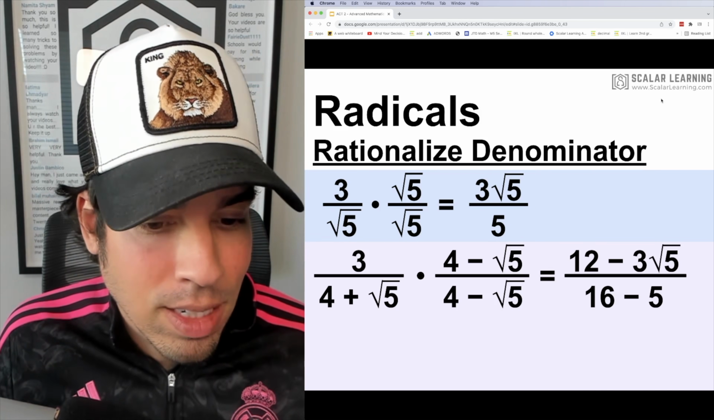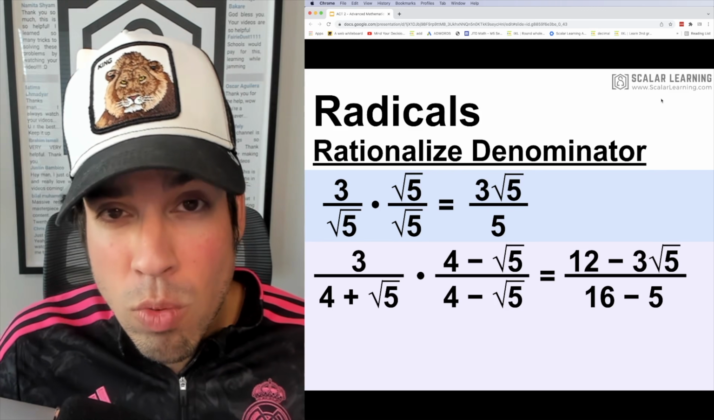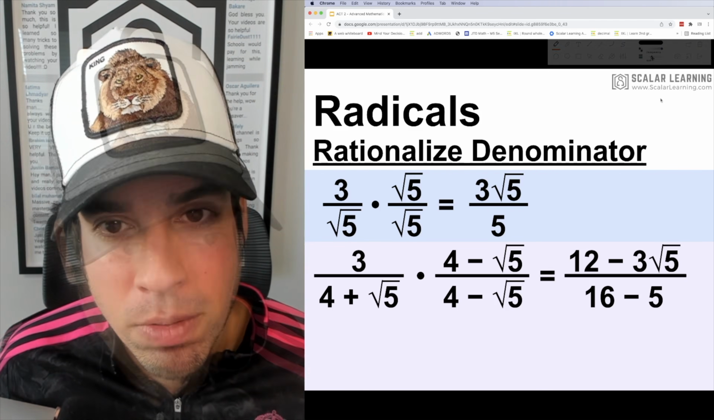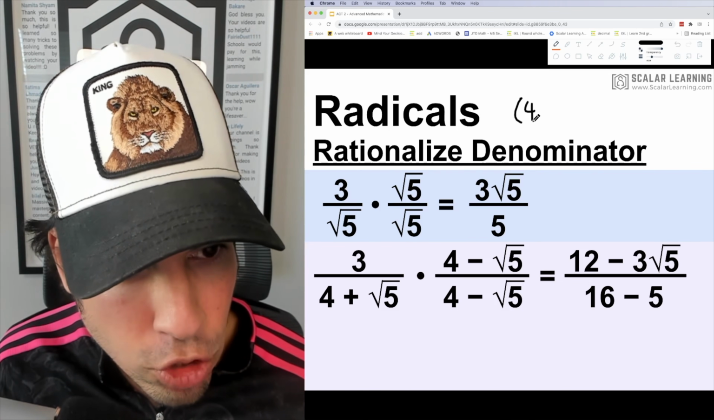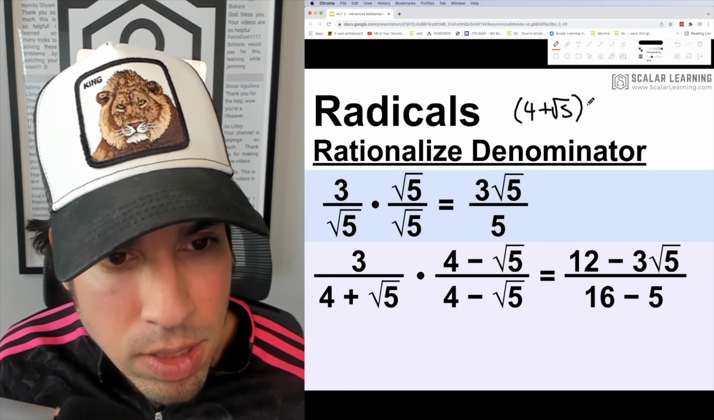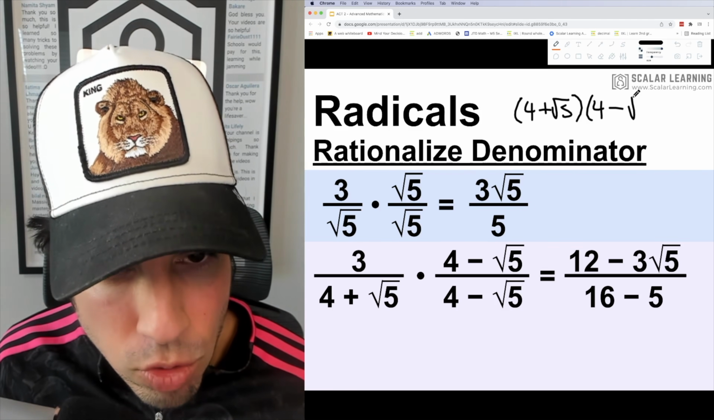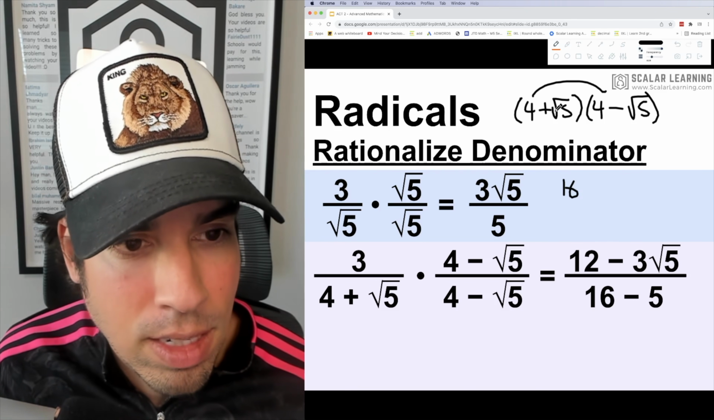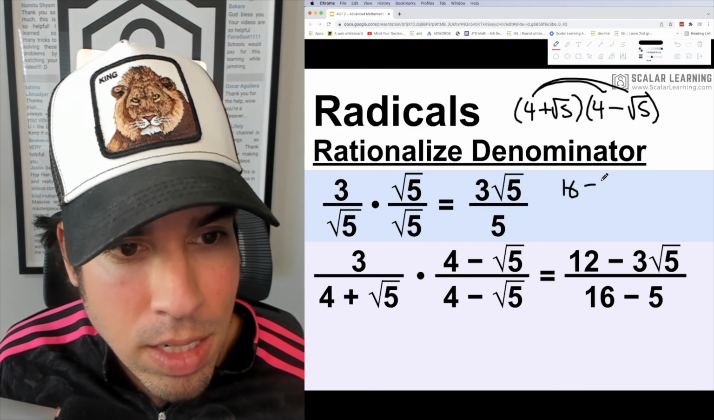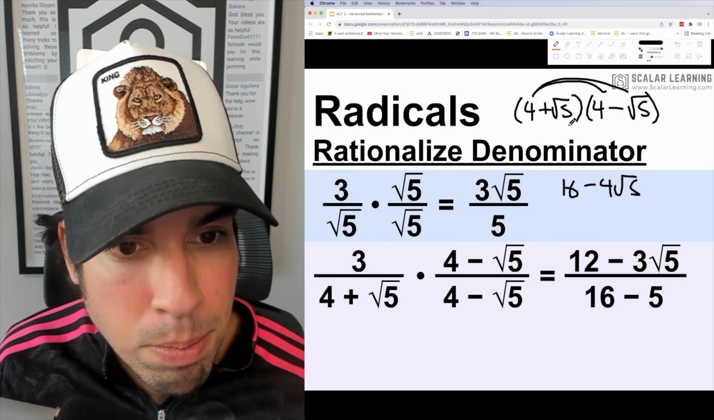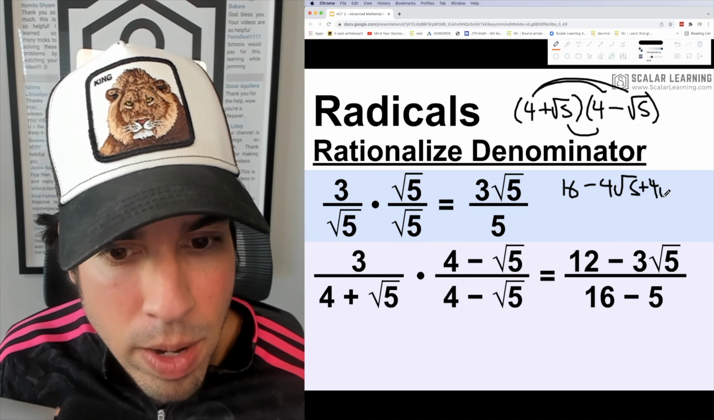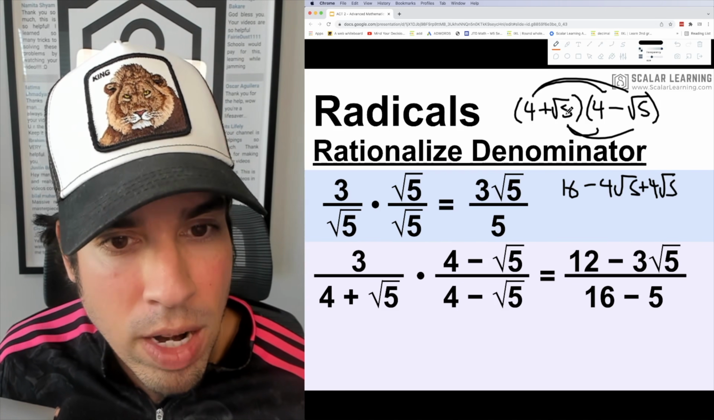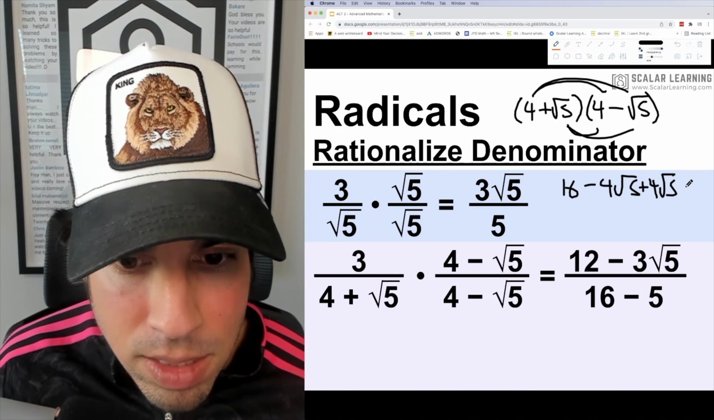On the bottom, I get 16 minus 5. No radicals. Why is that? Let me show you. So again, it's another foiling situation. I get 4 plus square root of 5 times 4 minus square root of 5. And if I FOIL, boom, I get 16. And then boom, minus 4 rad 5. Boom, plus 4 rad 5. And then boom, rad 5 times rad 5 is 5, but with that minus is minus 5.